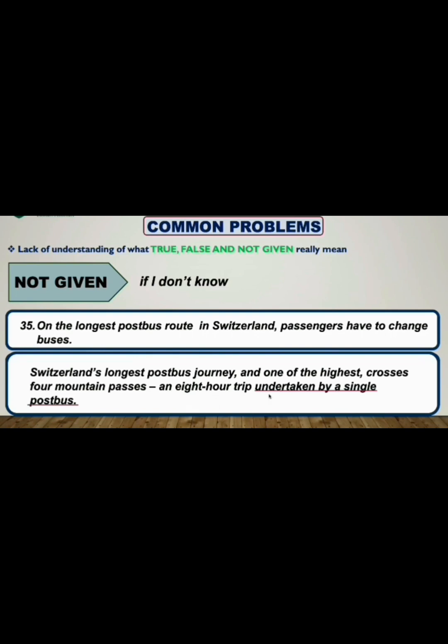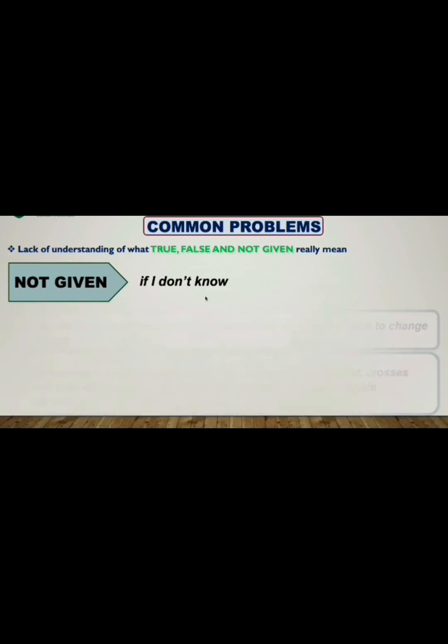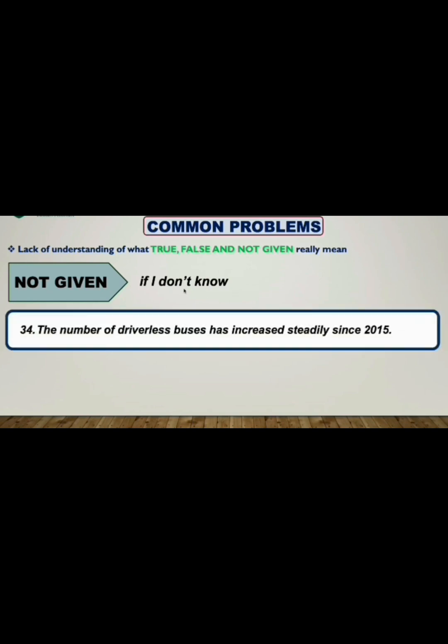So the passage affirms the incorrect statement of the question, so it makes it a false. So our answer in this case is a false, not a not given. Not given means if I don't know about the arguable message, then my answer will be a not given. So let's take a look at a question that will have a not given answer.